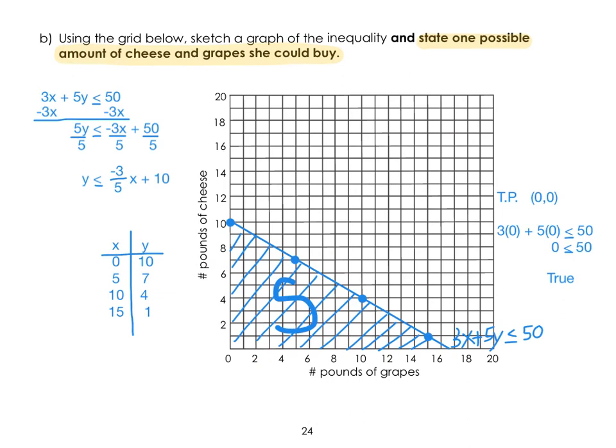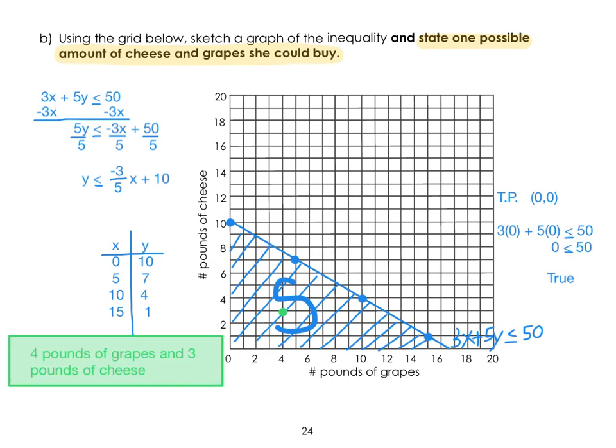I'll choose one close to the S over here. I'm going to do 4, 3, so 4 pounds of grapes and 3 pounds of cheese. So I just wrote that out to show that that's my answer. 4 pounds of grapes and 3 pounds of cheese is a possible solution. Okay, on to the next question.